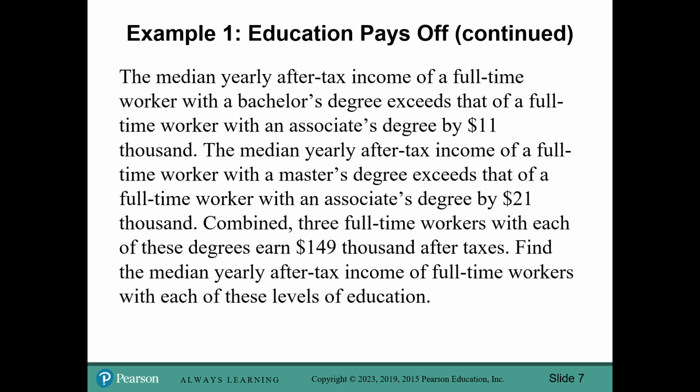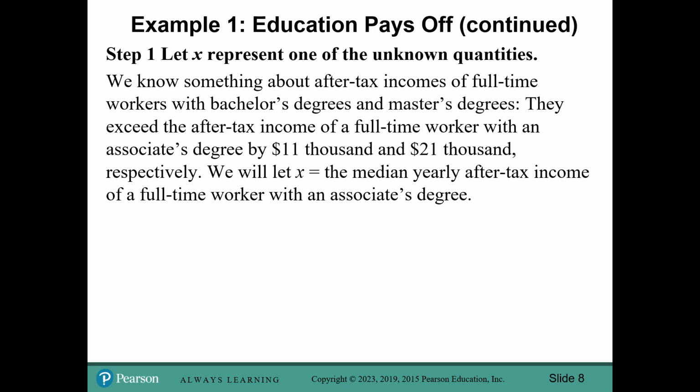The median yearly after-tax income of a full-time worker with a bachelor's degree exceeds that of a full-time worker with an associate's degree by $11,000. The median yearly after-tax income of a full-time worker with a master's degree exceeds that of a full-time worker with an associate's degree by $21,000. Combined, three full-time workers with each of these degrees earns $149,000 after taxes. Find the median yearly after-tax income of full-time workers with each of these levels of education.